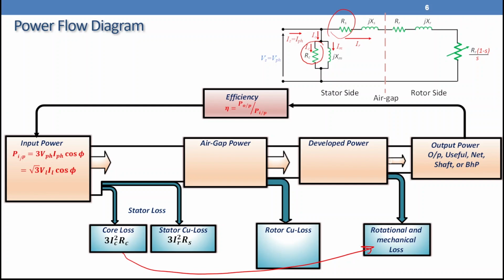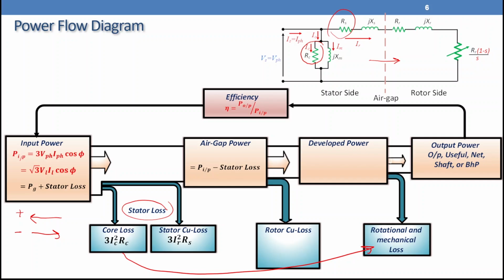And the difference between input power and stator loss will be the air gap power. So we can write that one: air gap power plus stator loss give you input power. So this direction will be addition. This direction will be subtraction. So input power minus stator loss should give you the air gap power, as we can see here. The power going to the rotor across the air gap.